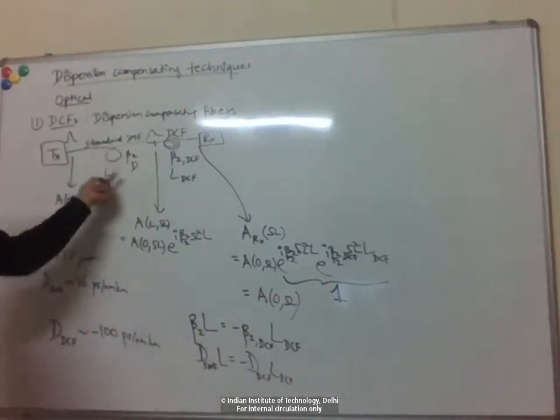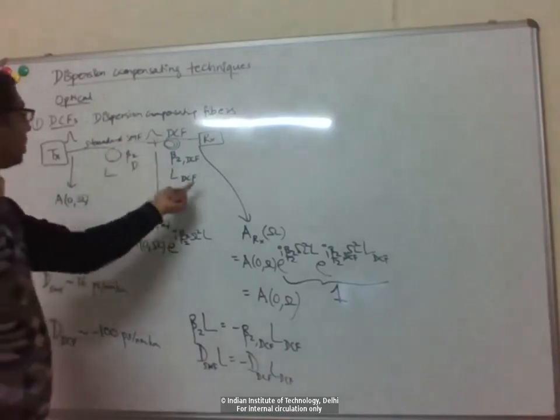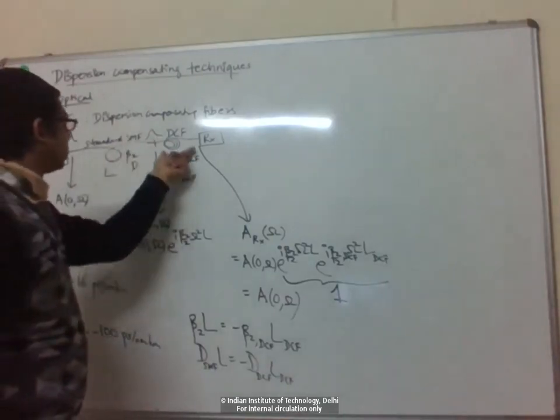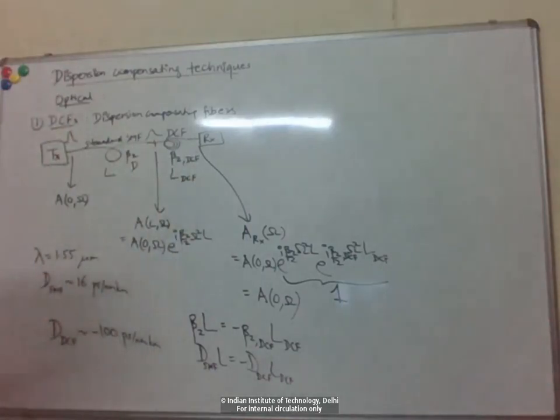Yeah, so for example, if you have a 100 kilometer fiber here, then you would roughly need about 16 kilometers of DCF before the receiver. Right, so it doesn't come for free, of course.